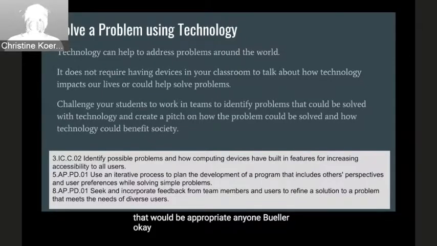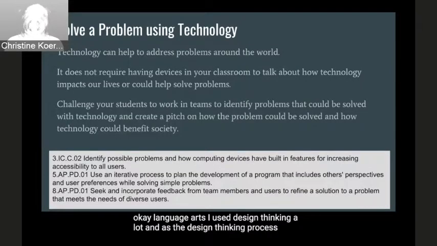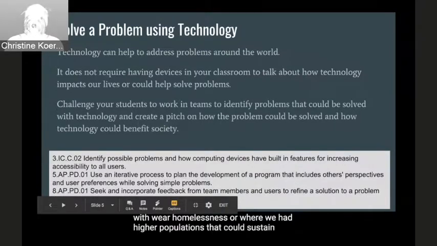When I taught language arts, I used design thinking a lot, and the design thinking process is very much about solving problems, incorporating technology, incorporating other aspects. And so we took a look at problems where we had homelessness or where we had higher populations than could sustain the resources, different areas like that. And we did take a look at what technology could fix the problem.